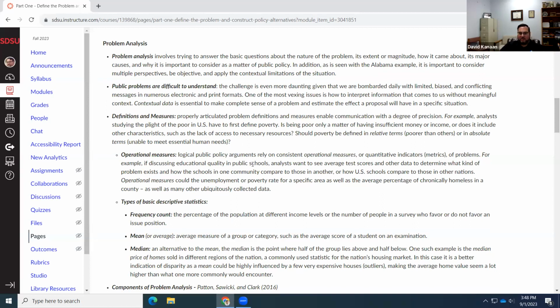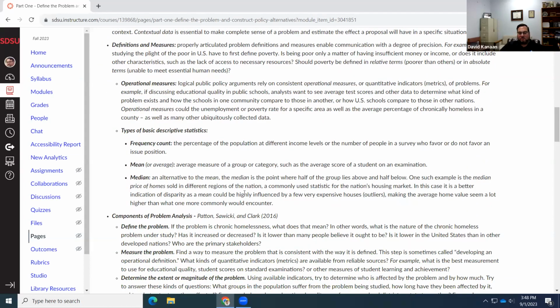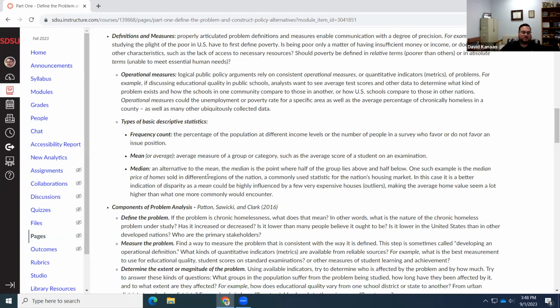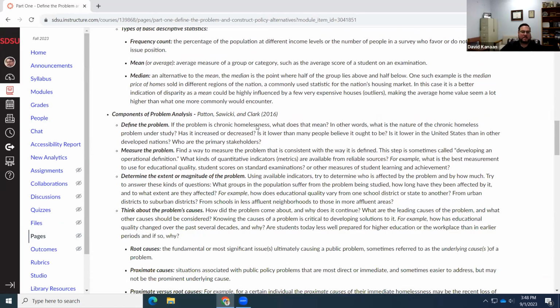Operational measures are something like the unemployment rate, etc. Basic descriptive statistics, you probably have been exposed to this. Maybe you have not, it's okay. Those are things like the mean, or the average. The median is the middle point of data, and the frequency count is just the number of times that a certain situation or observation occurs. All three are important in understanding research data and analysis.